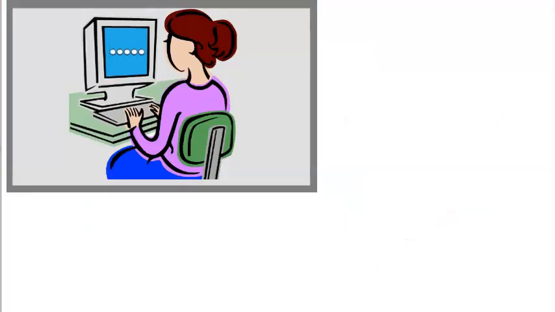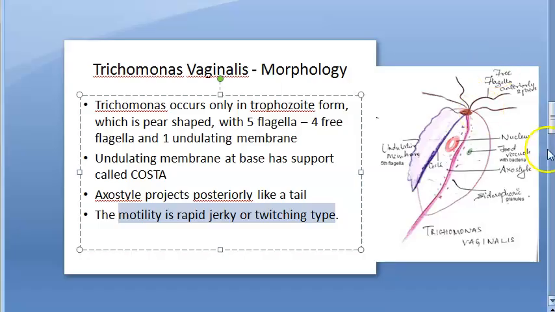Are you paying attention? What are we looking at today? Trichomonas vaginalis. Very good. So now let's move on.